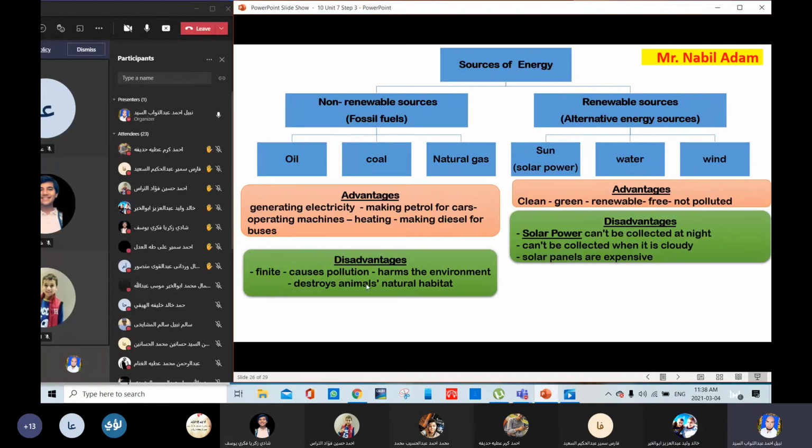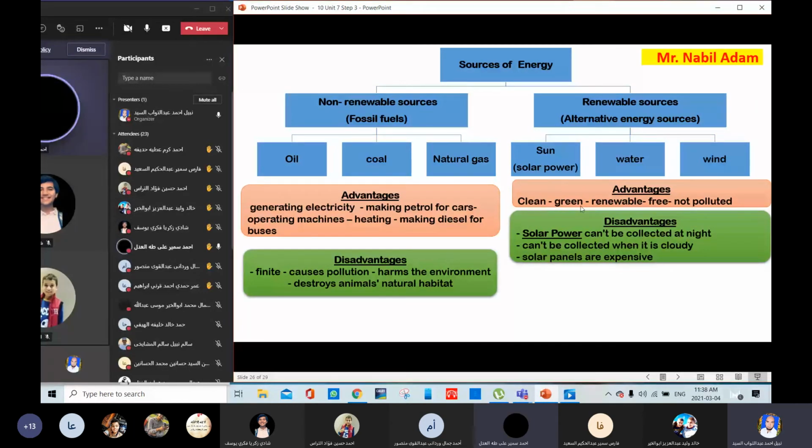Okay, Al-Wardani, what are the disadvantages of the non-renewable source of energy? Finite, causes pollution, harms the environment, destroys animals' natural habitat. Thank you. Okay, sorry, the advantages of the renewable source of energy. Let's see, Ahmed Samir, what are the advantages? It's clean and green, renewable, free, and not polluted. Yes, thank you.